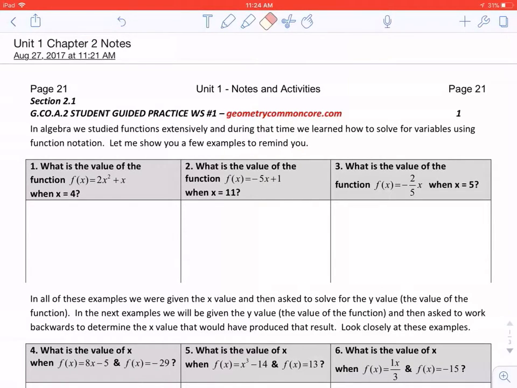So section 2.1, we're going to review some things from algebra, which is going to transition into some things we're going to learn in geometry. In algebra, you studied functions. You learned how to solve for variables using function notation. So let's look at a few examples of those.